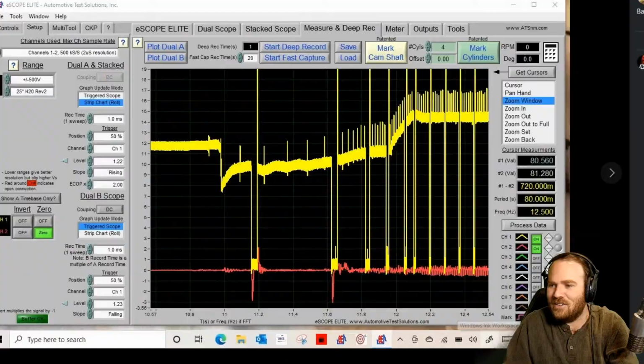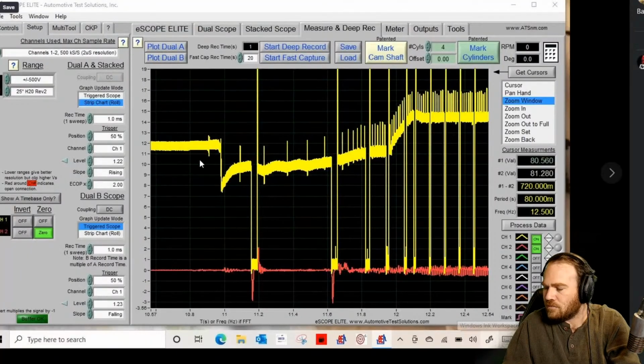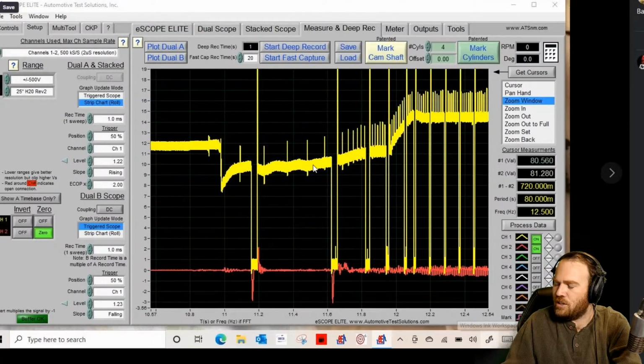Now I lost track of which one was which. So we have a delta sensor and the absolute sensor. So I'm not sure which one is which here. I would almost say that the yellow must be the absolute, because we are steadily rising here, but then we do get a drop from time to time.